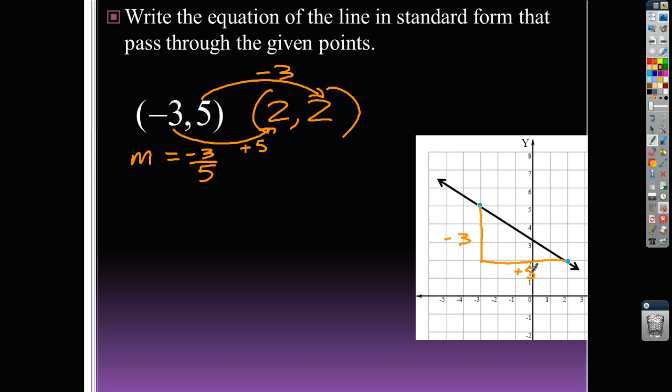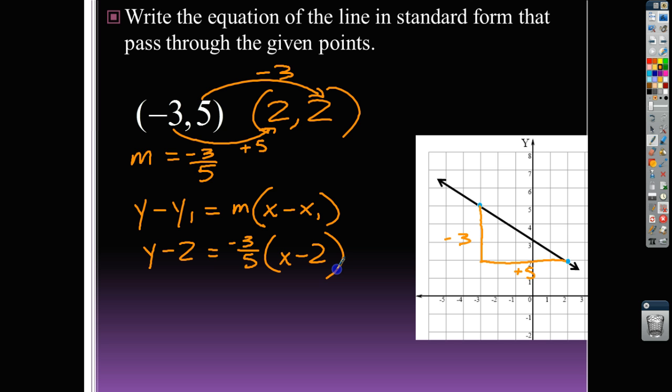So, now what am I going to do? I'm not quite sure that that point looks like it's at 3, so I don't know the intercept. And if that intercept is a fraction, I don't really want to deal with that. So I'm going to use point slope. So I'm going to say y minus y1 is equal to m times x minus x1, right? So I got y, and I'm going to use 2, comma 2. Y minus 2 is equal to negative 3/5 times x minus 2.